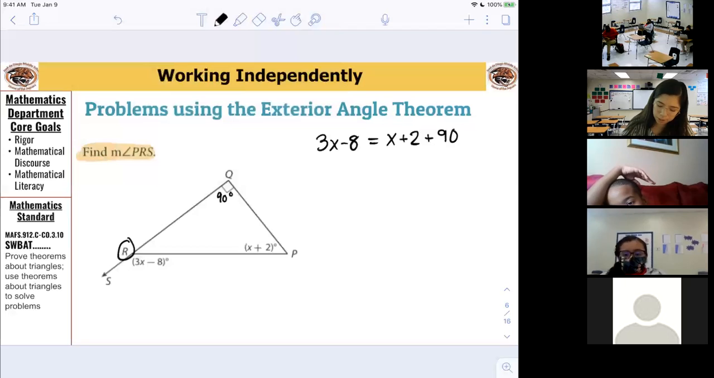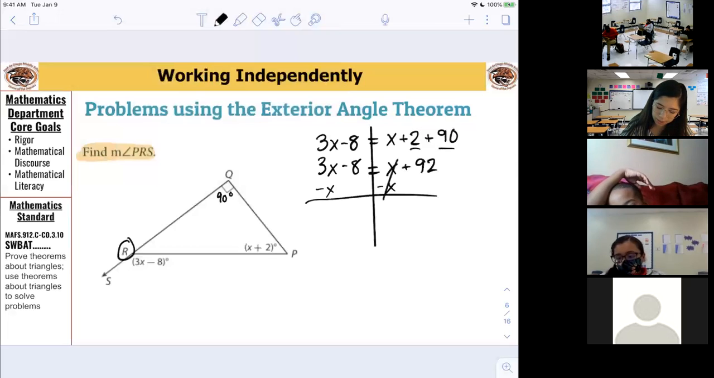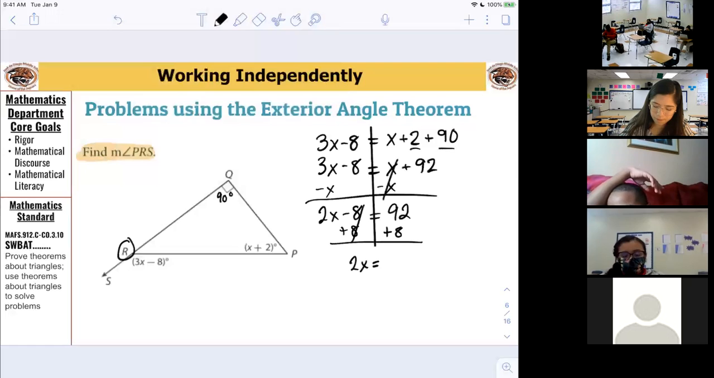Okay, there's my equation. Now I'm solving for x. 2 plus 90 is 92. Subtract x, so I get 2x minus 8 equals 92. Plus 8, 92 plus 8 is 100. 100 divided by 2 is 50. Okay, now I know that x is 50, but that's not what the question is asking.